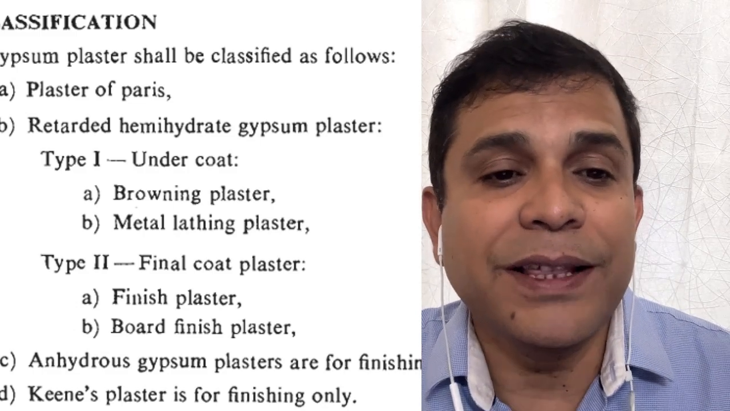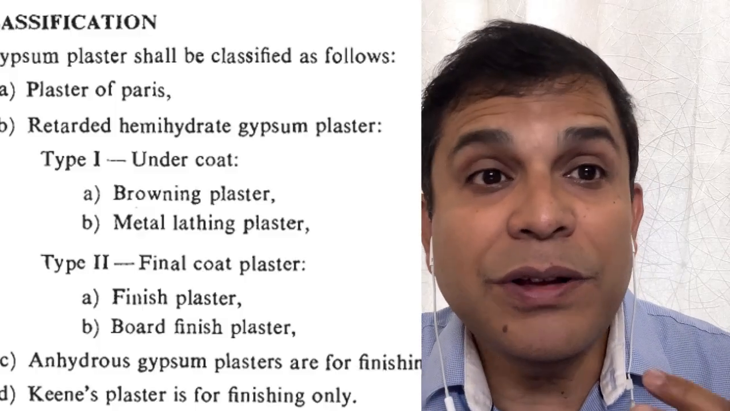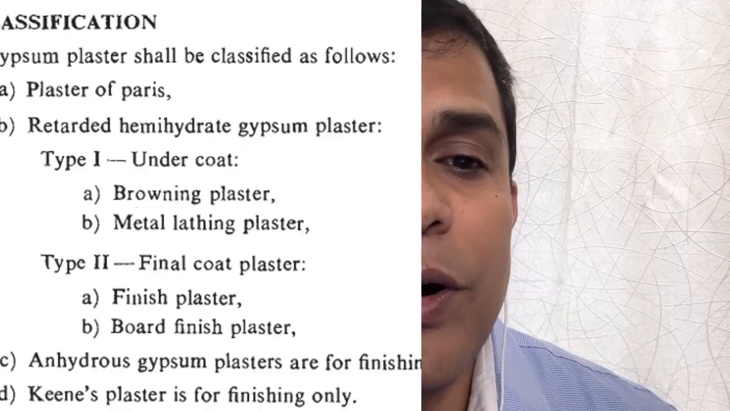Now we know that there are gypsum plaster type 1 and type 2, but what are the physical and chemical requirements? The chemical requirement is given in Table 1, clause 4.1 of IS 2547. Here you can see plaster of Paris, retarded hemihydrate gypsum plaster, anhydrous plaster and Keene's plaster, but today I will only check the requirement for the gypsum plaster, not for the finishing purpose. In another video I will discuss those.